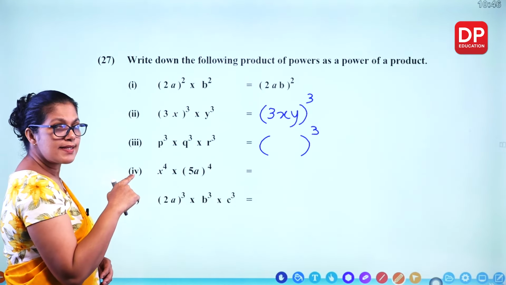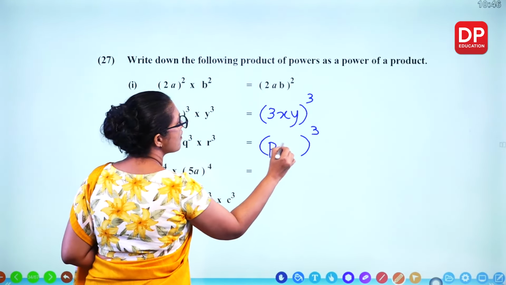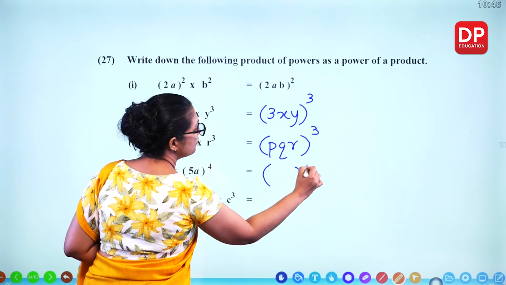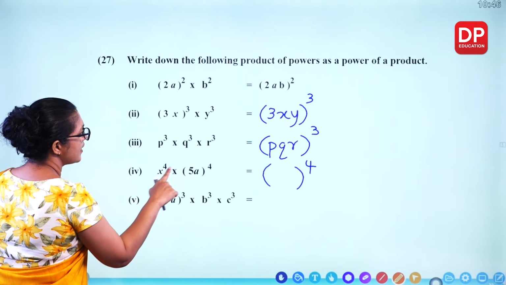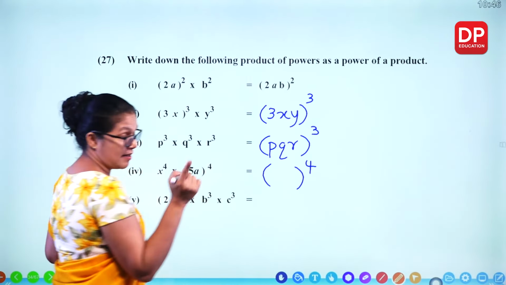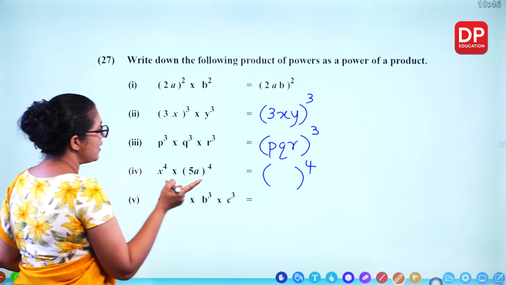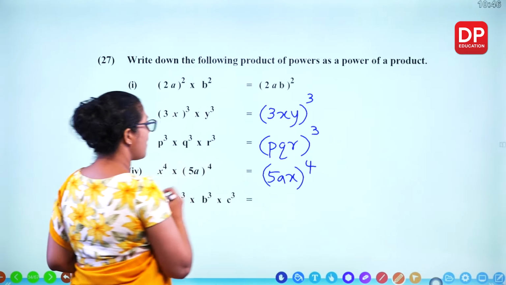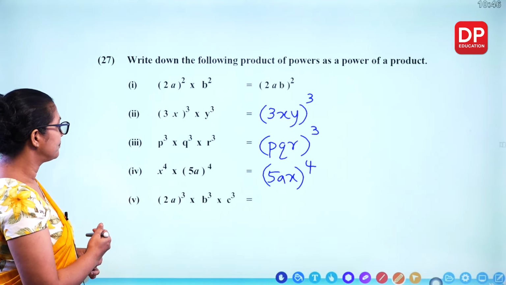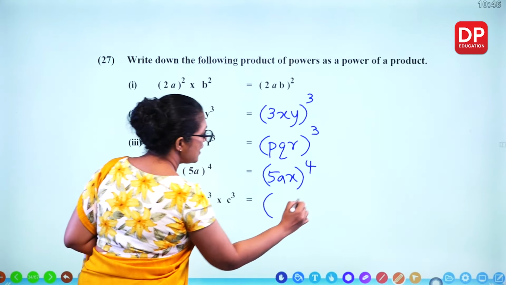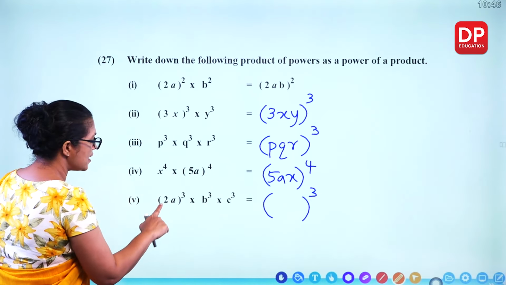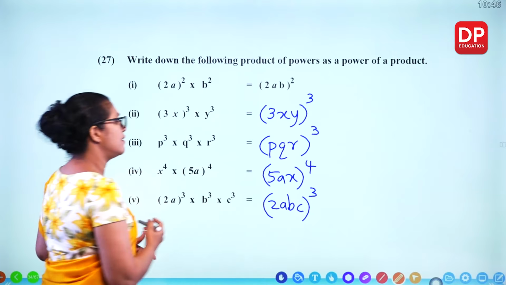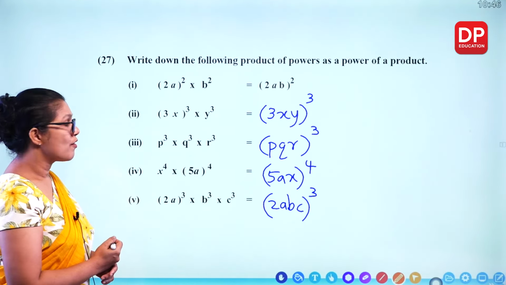What are the letters inside? P, Q, R. This one, power 4. What are the numbers? X, 5a. When you are writing in order, normally numbers first. 5, a, x you can write like that. This one, power 3 is there for all numbers. So, 2abc. So, you can write 2abc to the power of 3.